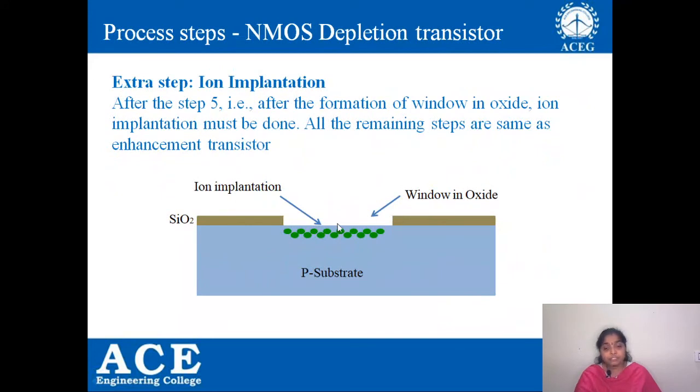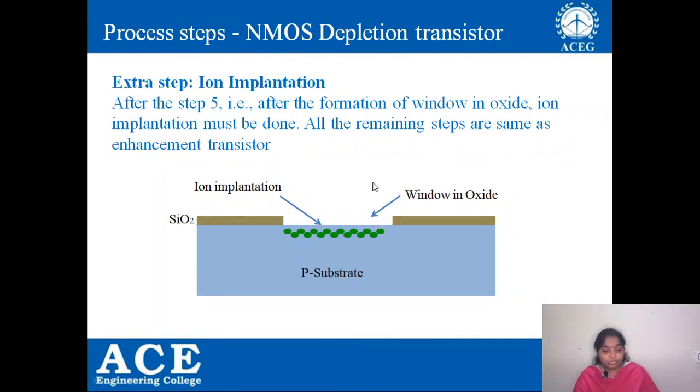And after formation of these N ions between the source and drain, you can have a thin oxide layer. After that, you can have the polysilicon gate. Later, you can select a particular area for source and a particular area for drain, and you can form source, you can form drain, and later you can have metal contacts. So all the remaining process will be the same. Just include this small step after formation of a window in oxide.